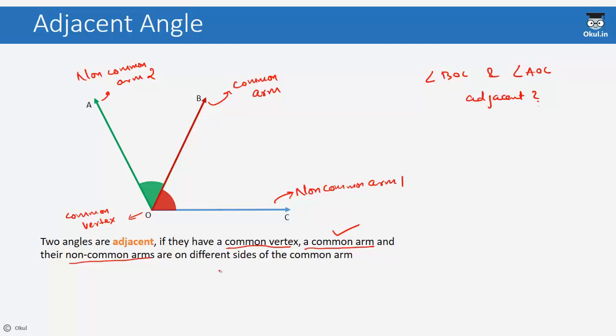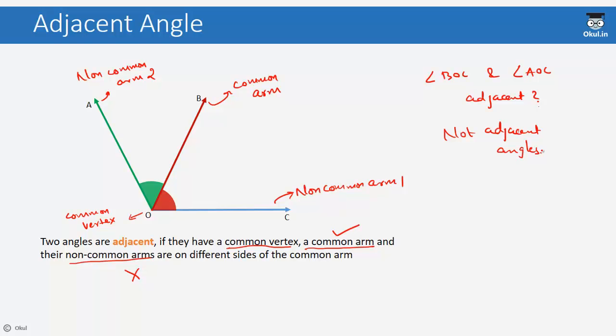So this condition is verified. And the non-common arms are OB and OA. Now what we see is that the common arm OC is there and the non-common arms OB and OA do not lie on the different sides of the common arm. In fact, they lie on the same side of the common arm. So what we can conclude is that since the third condition, that the non-common arms are on different sides, is not satisfied, angle BOC and angle AOC are not adjacent angles.